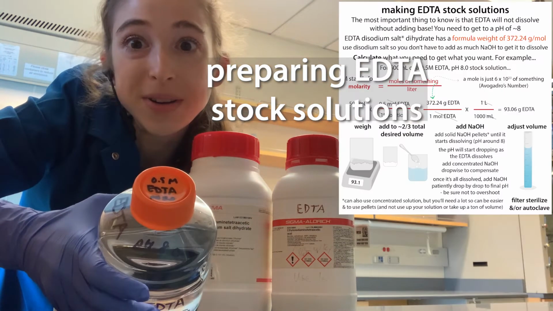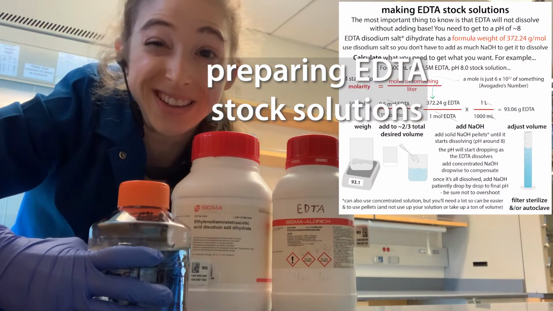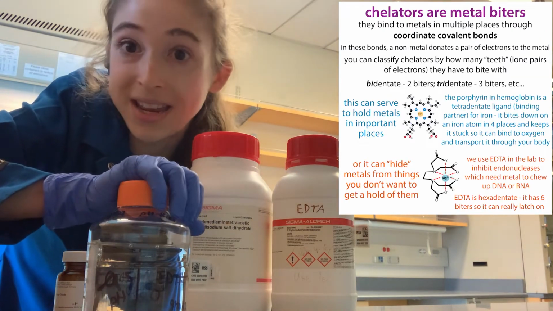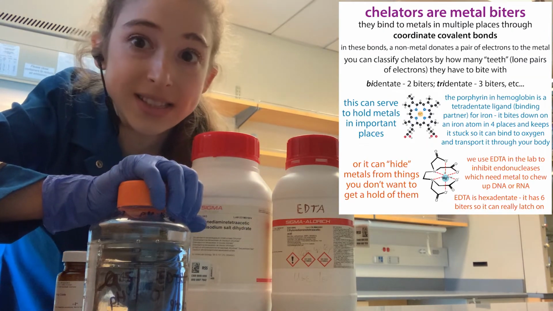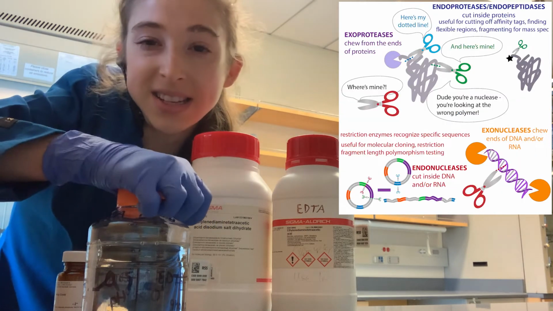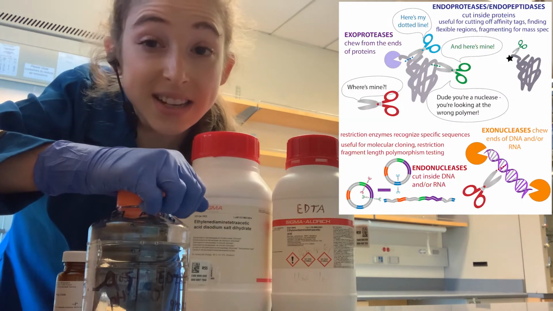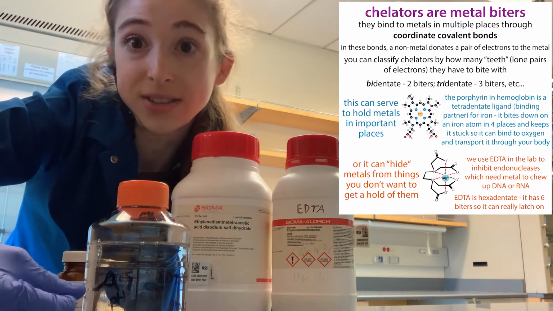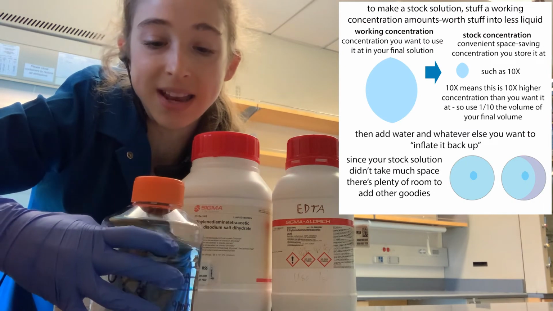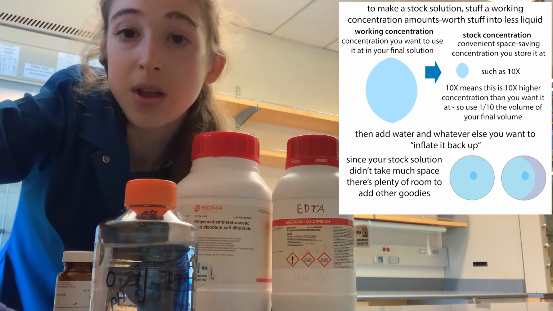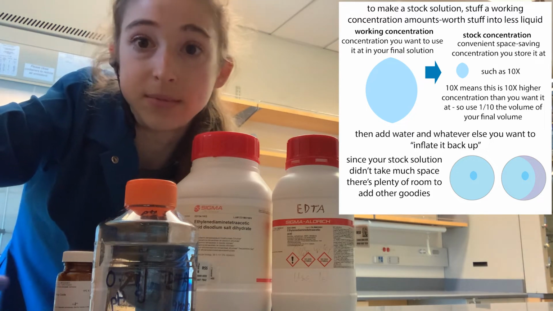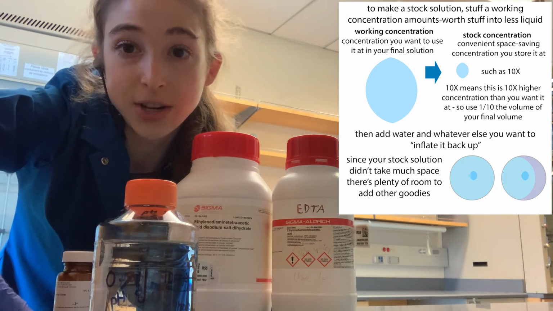Finally! So EDTA is a common chelator that we use, and that means that it bites down around metals and it can hide them from things like proteases and nucleases. So things that'll chew up proteins and nucleic acids that maybe we weren't wanting to study. So it's really, really helpful, and so we make these highly concentrated stock solutions that we can then add small amounts of to whatever we're working with in order to have EDTA in that reaction.